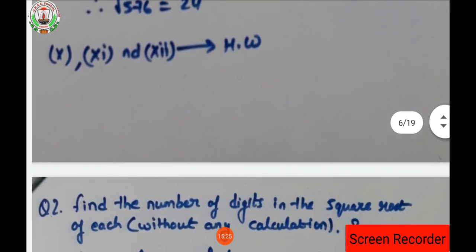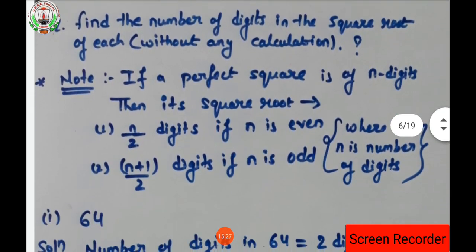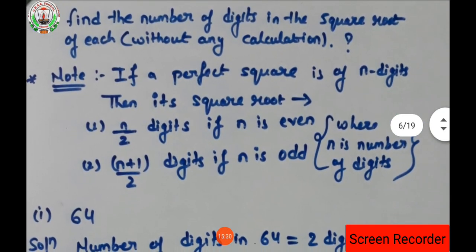Clear? Now we will see the next question, question number 2. What does question number 2 say? Question number 2 says: find the number of digits in the square root of each of the following numbers without any calculation. So you have to find how many digits come in the square root. Remember the question. So before solving this question, one note you have to write in your copy.